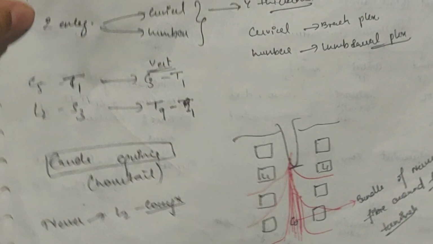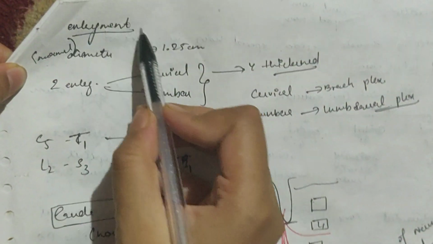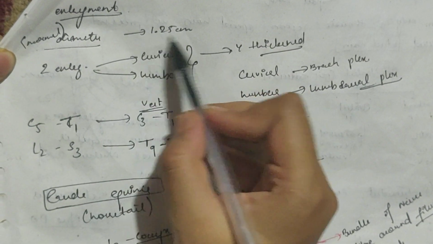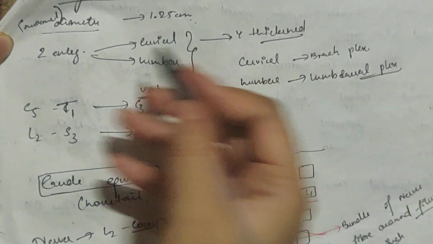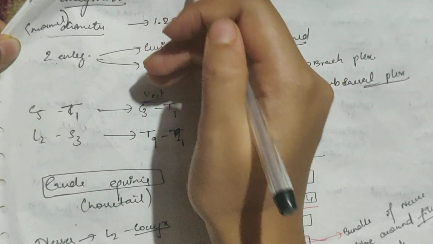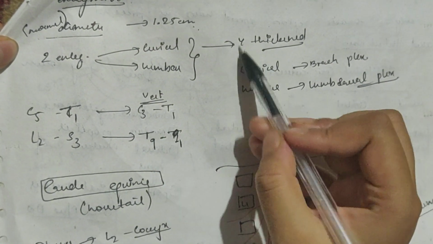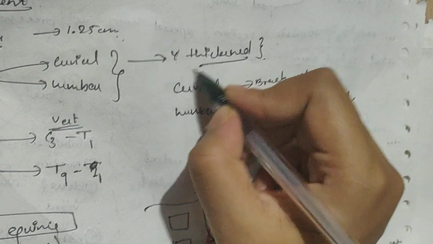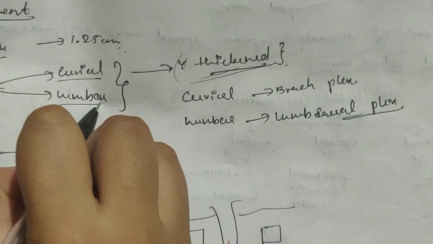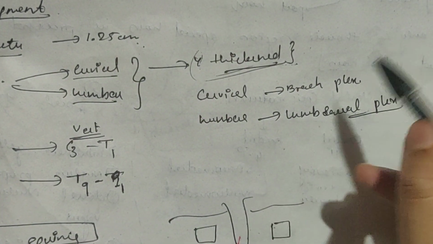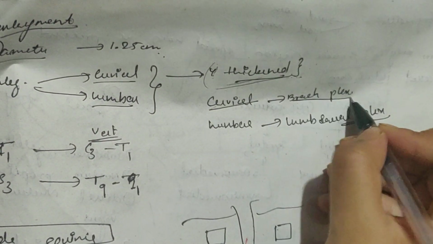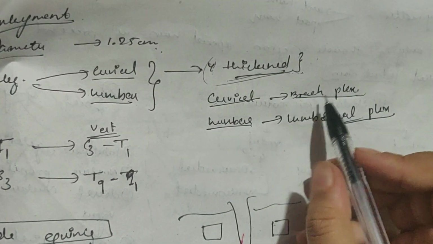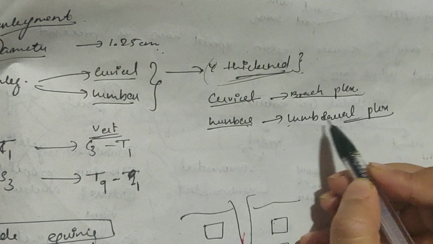Then talking about enlargement, the normal diameter is 1.25 centimeter, and there are 2 enlargements. One is cervical and one is lumbar. Both of them are Y-shaped and they are thickened. And why are the cervical and lumbar the only places which are thickened? Because the cervical consists of the brachial plexus, but the lumbar consists of the lumbosacral plexus.